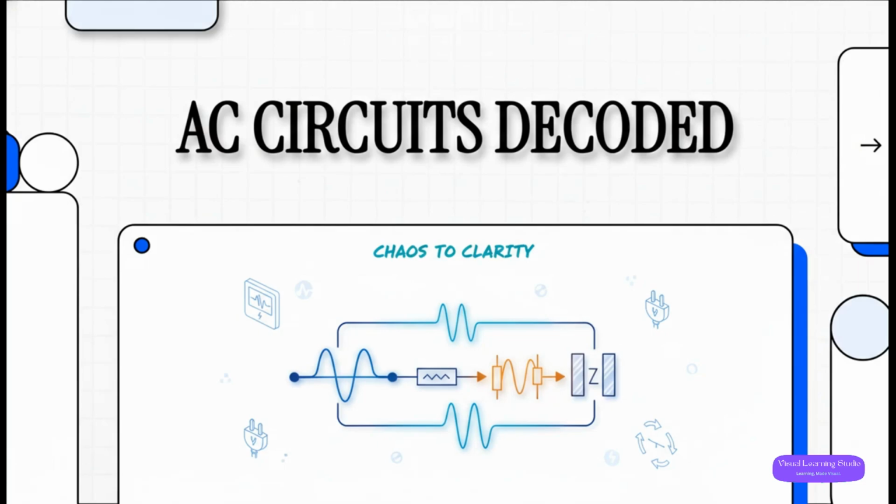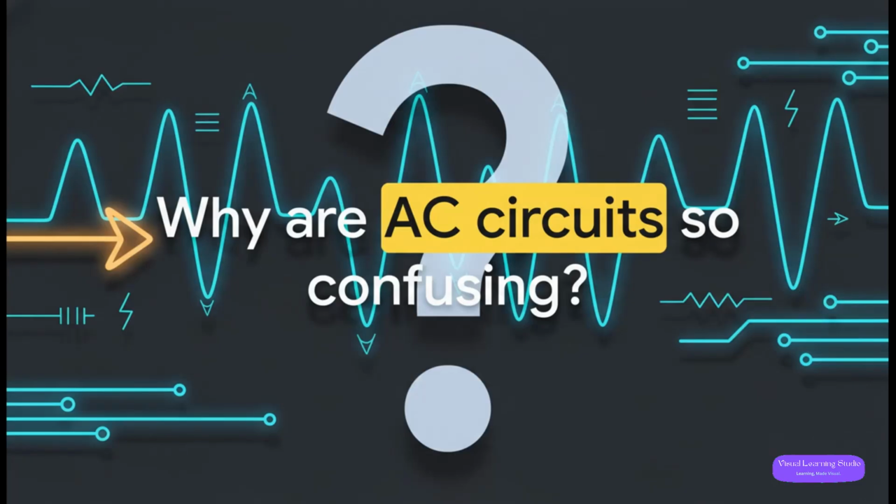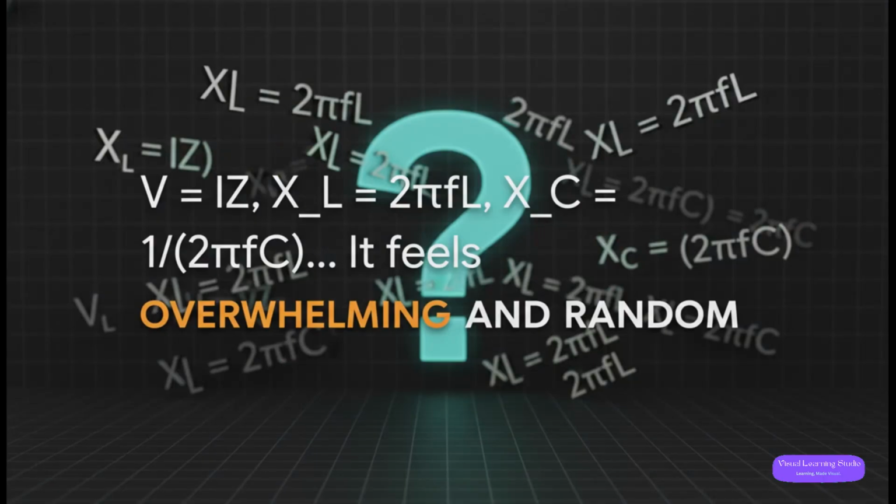You know what's fascinating? We all think circuits are simple until we hit alternating current. It feels like a whole new set of rules, right? Suddenly, there are all these new terms. This jumble of formulas is exactly why it feels so overwhelming.